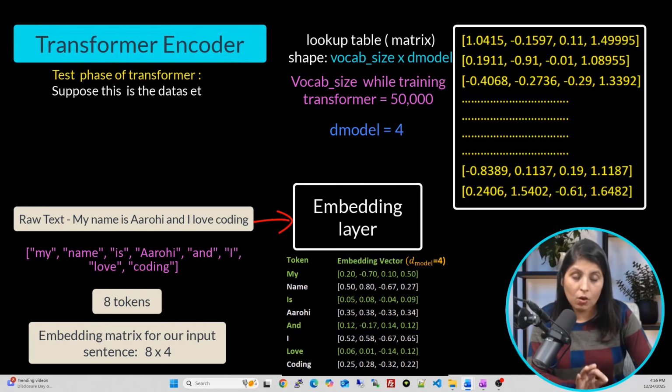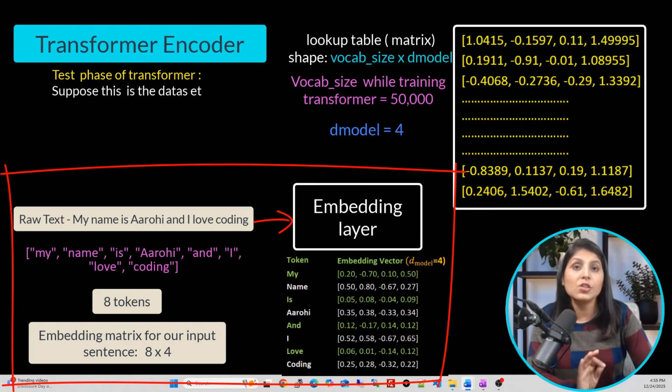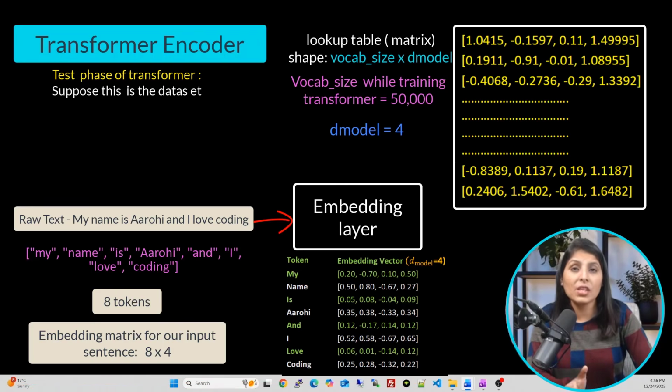But guys, remember, at this time the model is not learning. When you give this input sentence, your model is not learning. It learned the embeddings at the time of training, but now we are giving this input sentence and we want the transformer to process it and generate some output. So this time when you give this input, it is not learning anything. The embedding layer is only creating the embedding matrix for these 8 tokens.